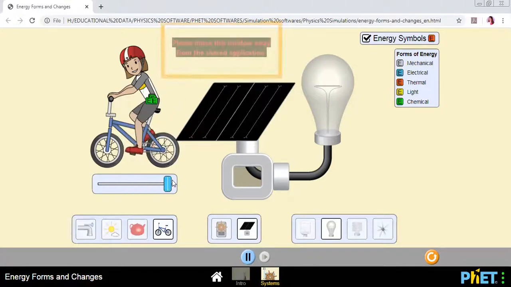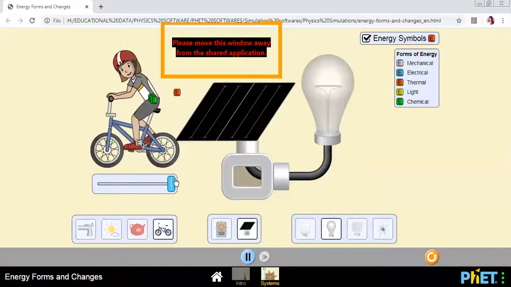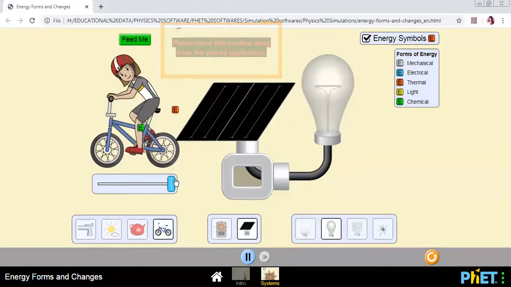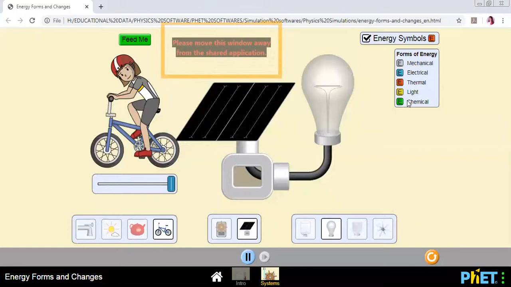But what happens gradually? If we keep on cycling, gradually we will get tired. Exactly. We feel hungry. Why? Because the chemical energy in our body is getting used up, and then we are not left with that much energy that we can ride the bicycle. Because if you want to do some work, as we already discussed, we require energy. So here, now he's not having any energy left. So he's asking to be fed, obviously.